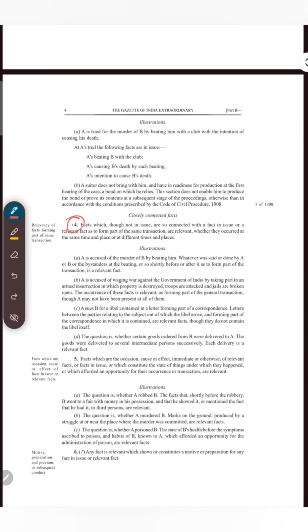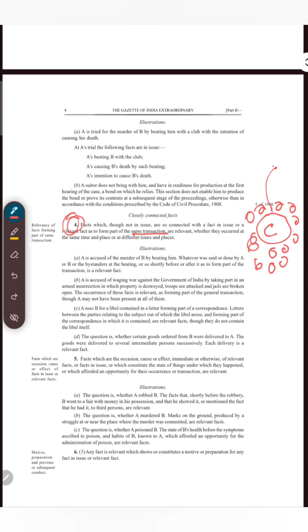Let us move to the next section, that is section 4. Facts which, though not in issue, are so connected with a fact in issue or a relevant fact as to form part of the same transaction are relevant, whether they occurred at the same time and place or at different times and places. See, the very first section of this chapter speaks about same transaction. Same transaction means if any crime is going on at that moment, whatever is happening at that moment of time.